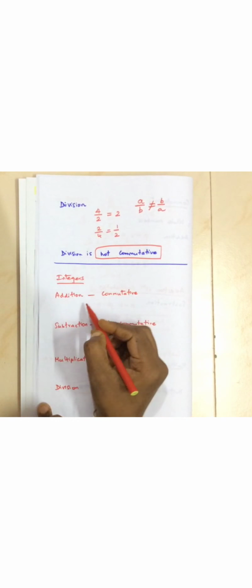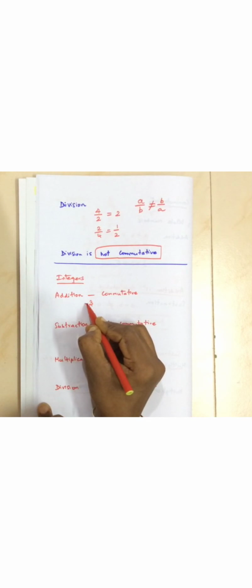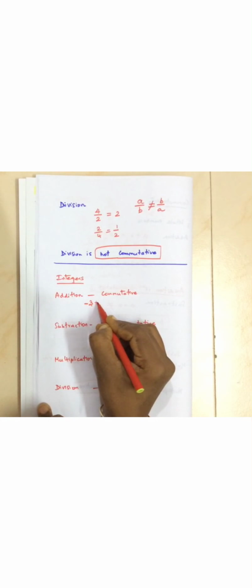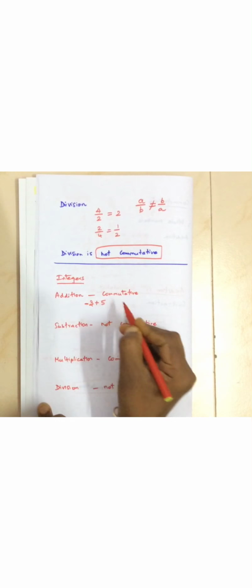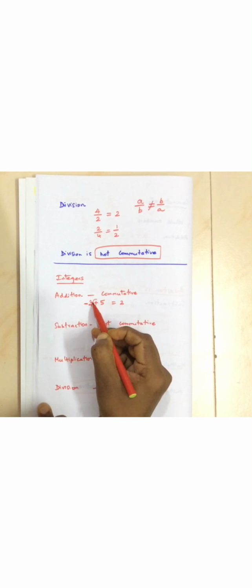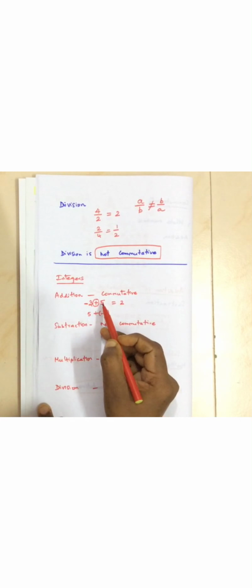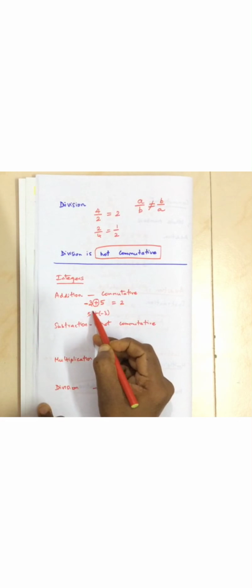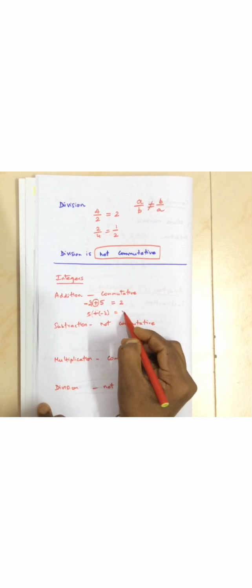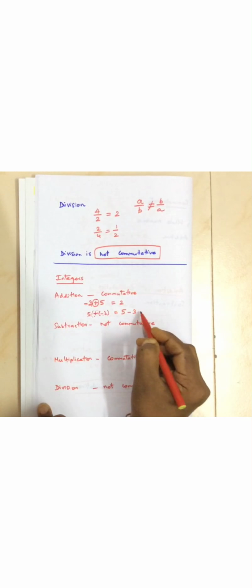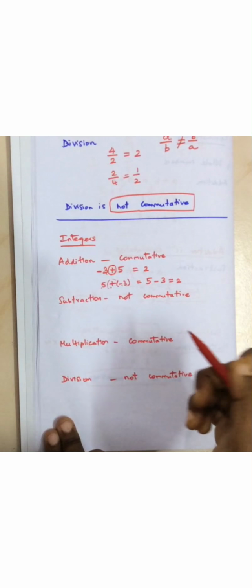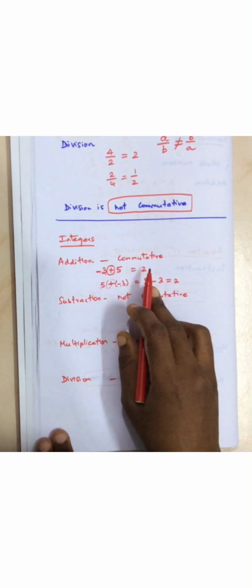First let's start with addition. We can take any integers, minus 3 and 5. If you add minus 3 plus 5, it gives 2. The operation you are doing is addition. If you interchange it, 5 plus minus 3, here also I am doing the same operation, addition. 5 plus minus 3 gives 2. So addition is commutative for integers.